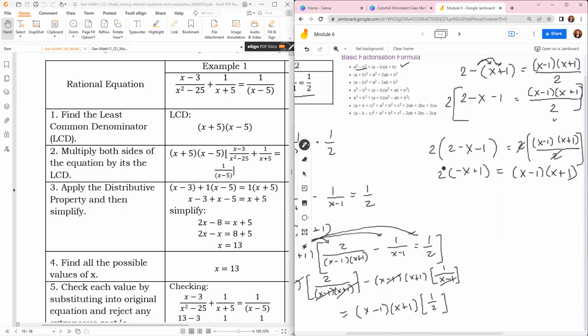We can simplify further by distributing the 2. 2 times negative x is negative 2x, and 2 times positive 1 is positive 2. And then this whole term on the right side still follows the factorization formula.